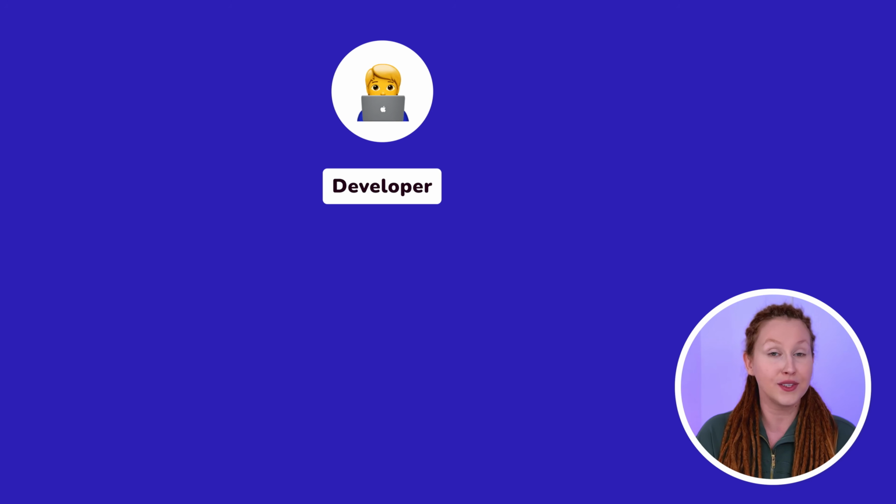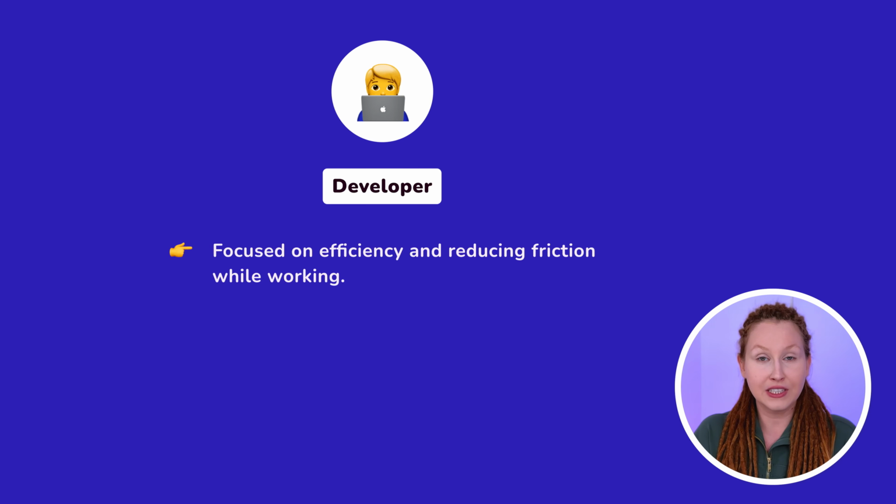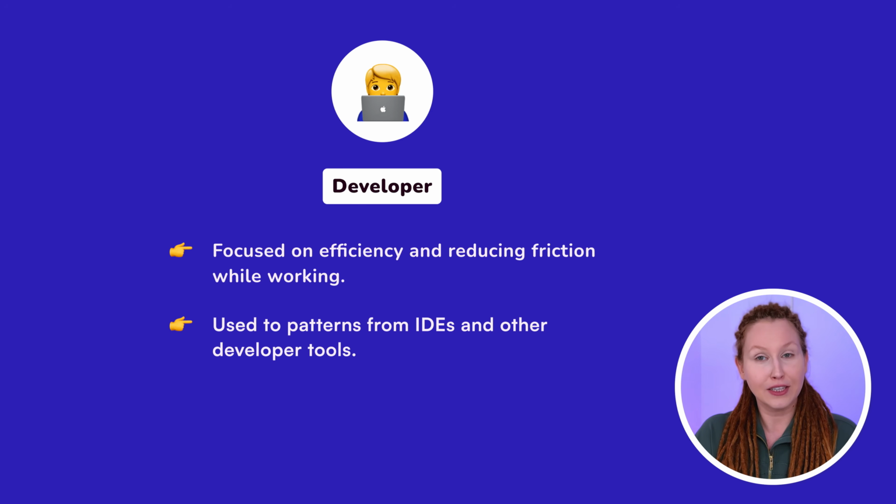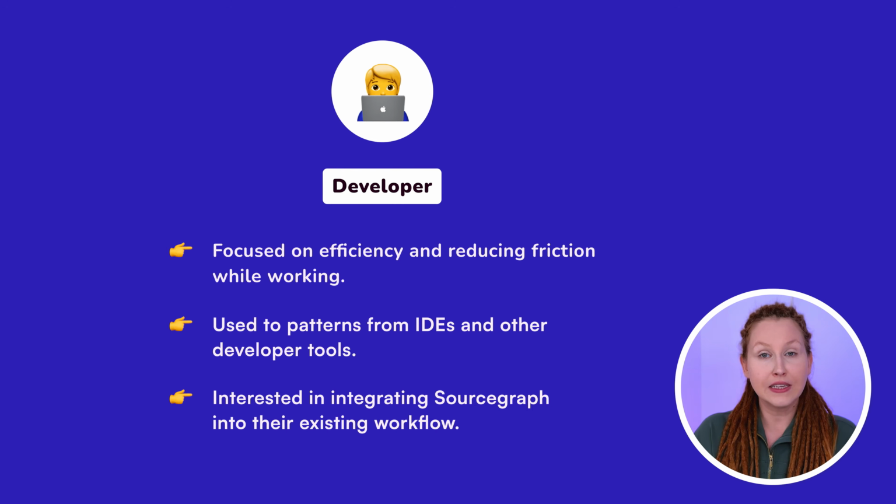For example, in my browser extension project, I assigned only one persona, which is developers, because the browser extension is used mostly by people fitting this persona. They are focused on efficiency and reducing friction while working. They are used to patterns from the IDEs and other developer tools, and they are interested in integrating Sourcegraph into their daily workflow. At that time, we didn't have fully developed, well-researched personas at Sourcegraph. We just had those user avatars like developers and admins, etc. So I've decided to use one of the avatars and mention additional key characteristics important for the project.